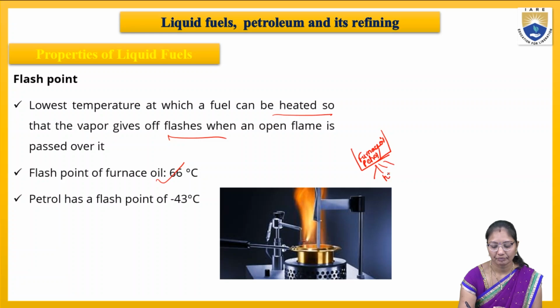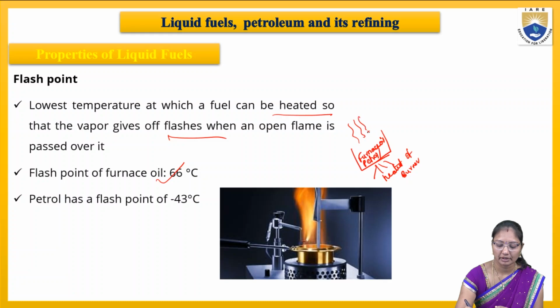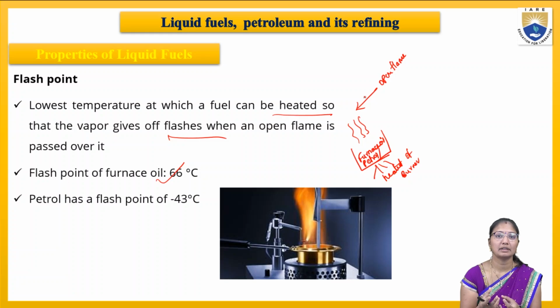When the sample is heated with a burner, the fumes will be emitted, and an open flame is held there. The point at which these vapors catch the flame and start burning is called the flash point. At 66 degrees centigrade, the furnace oil catches fire, so this is the flash point of furnace oil. Coming to petrol, the vapors emitted from it catch fire in an open flame at 43 degrees centigrade. This is the flash point of petrol.